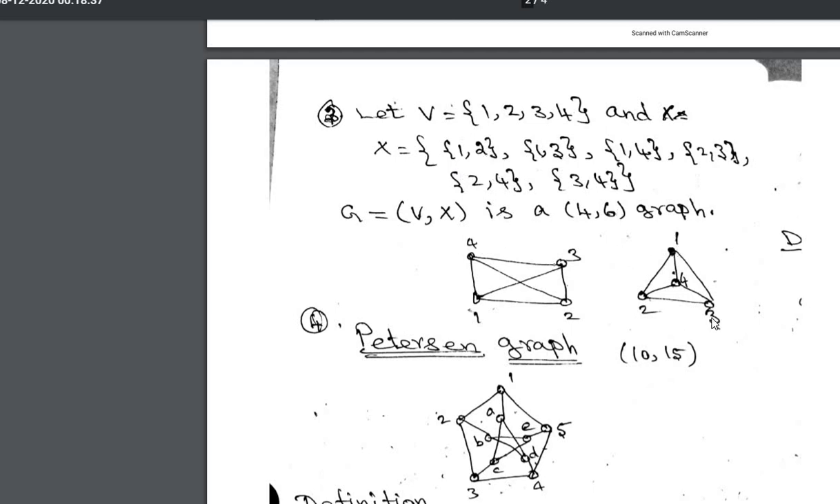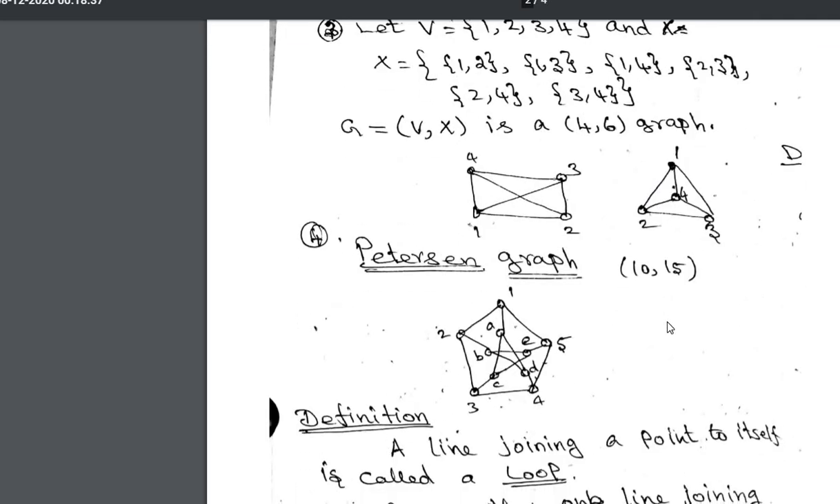Here is another graph representation for the same set. So we have more than one graph representation for the given set. Okay, next, the same graph can be drawn like this: 1, 2, 3 and 4, with the vertices put inside this triangle. So we have another graph. Okay, these two graphs are the same graph.